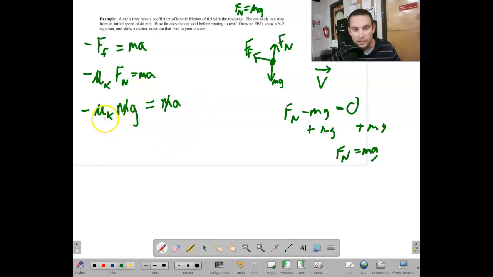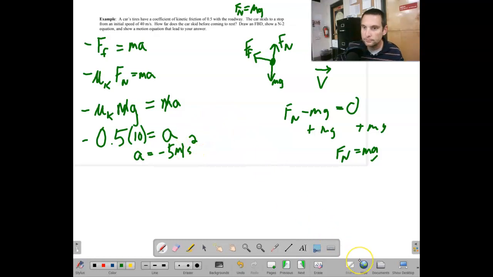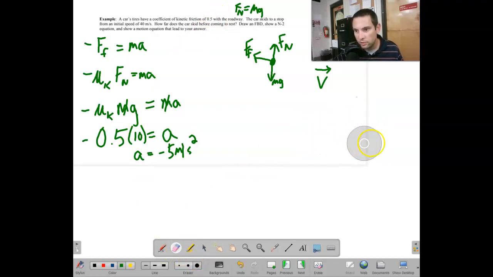Now we can substitute in. We have mu k, which is 0.5. We know g to be 10, equals whatever our acceleration is. From this, we can see our acceleration is going to be, don't forget the negative, 5 meters per second squared. Pretty cool, right? Well, now, does it mention anything about our acceleration changing as it goes on or anything like that? No.